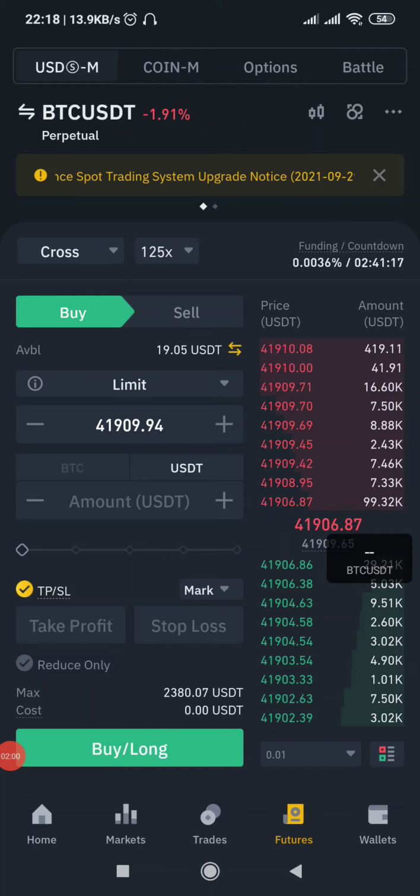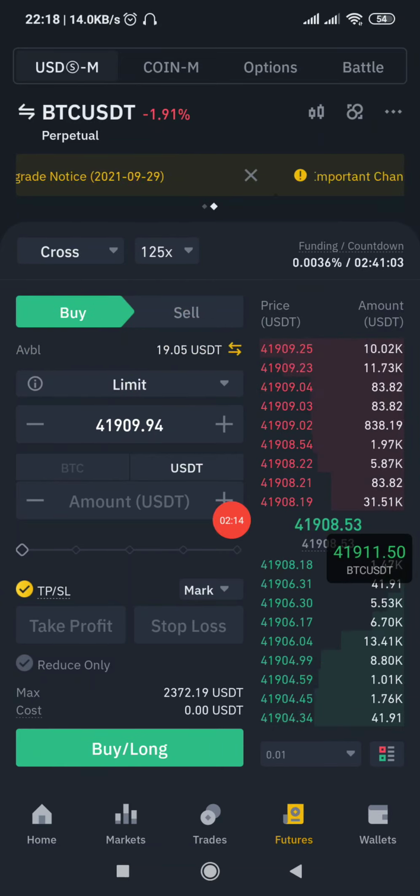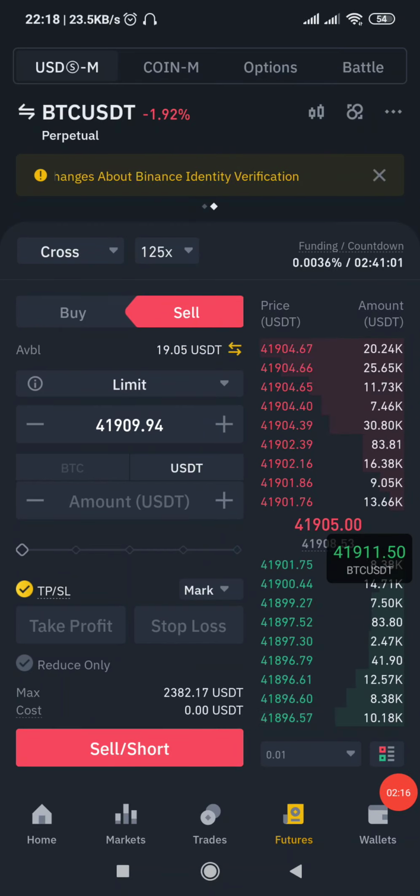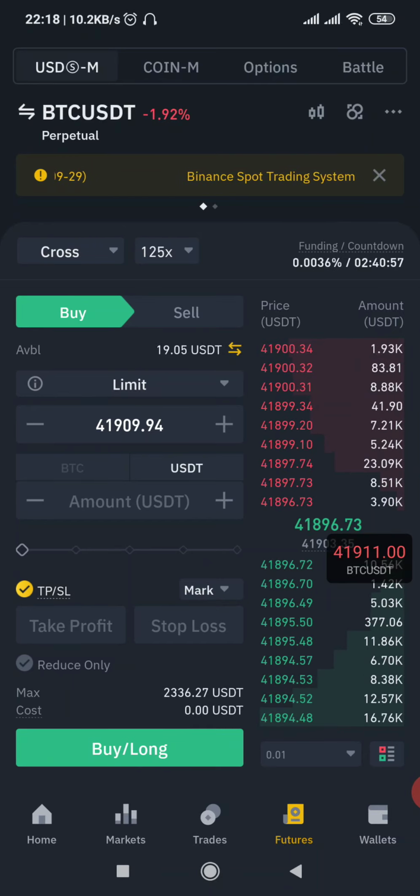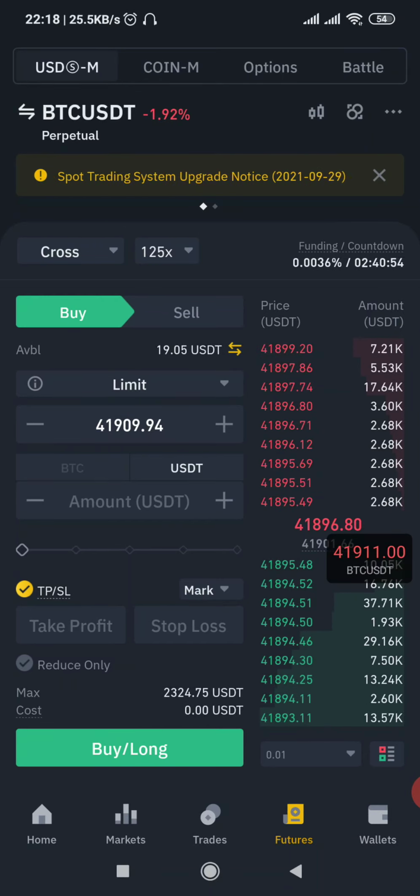Alright now, so the next thing is to long or short. It depends on what you want to do. So if you want to long, that means you want to buy, you leave it on this buy. Then if you want to short, that is sell, you toggle it to sell. So that's how to go. If you are doing buy, use this one. If you are doing sell, use this one. So it depends on your analysis.